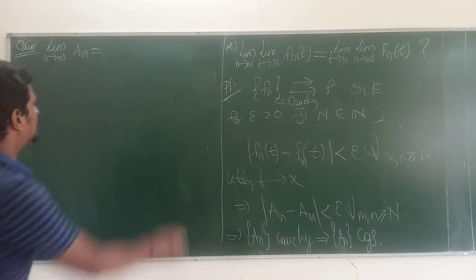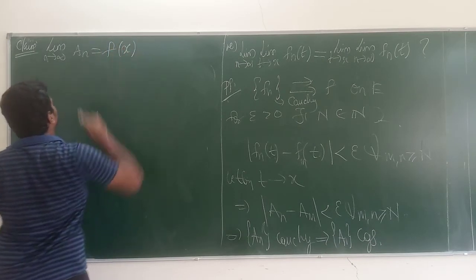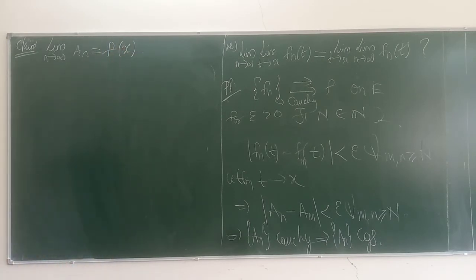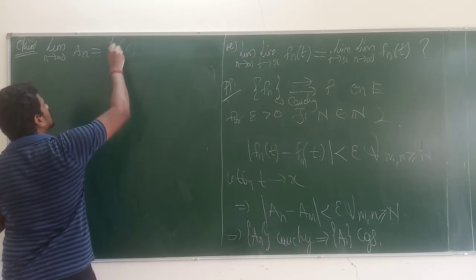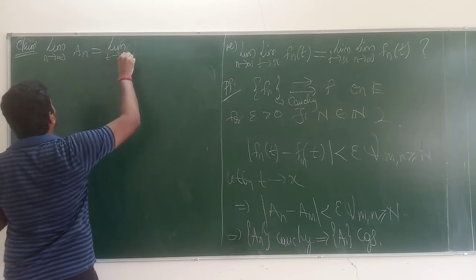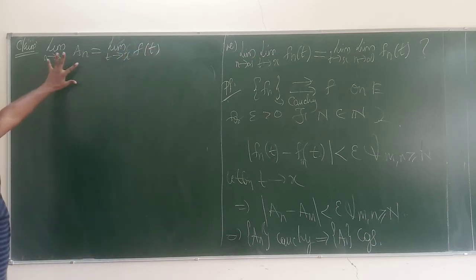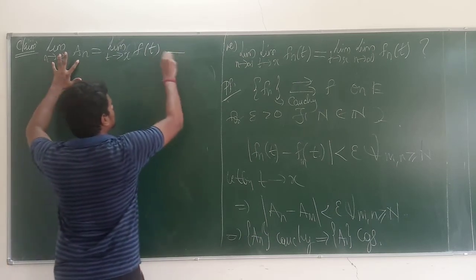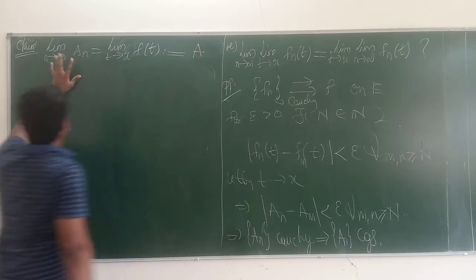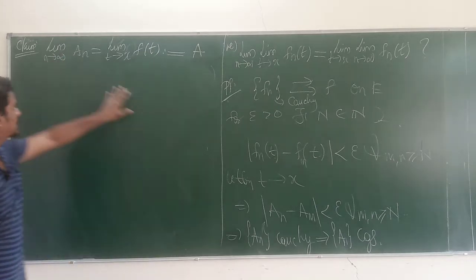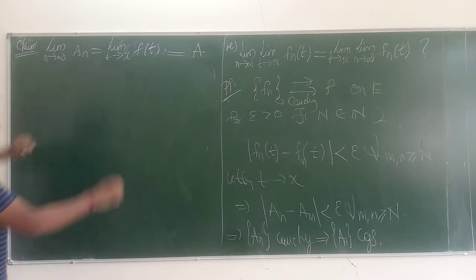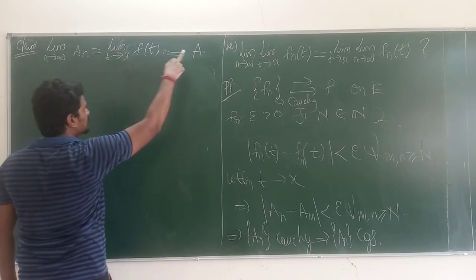Function value at x, this I know. Not this. This one. Limit t goes to x of f(t). Okay. And this limit as n goes to infinity of an is nothing but we can call it as some a. Okay. This limit exists because it converges. So I can call this limit as some a. So we have to prove that limit t goes to x of f(t) is nothing but a.